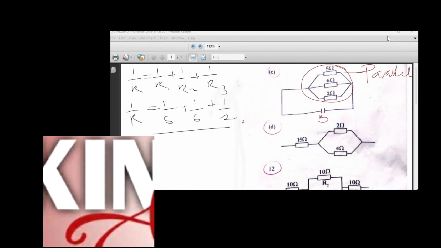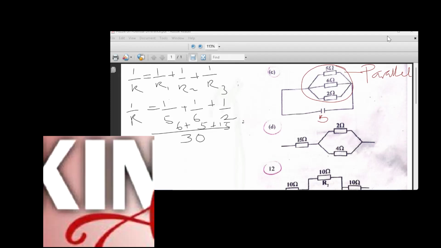The LCM of 5, 6, and 2 can be 30. So we have 30 here. 5 into 30 is 6, 6 times 1 is 6. Plus 6 into 30 is 5, 5 times 1 is 5. Plus 2 into 30 is 15, 15 times 1 is 15. So we have this 6, 5, and 15.